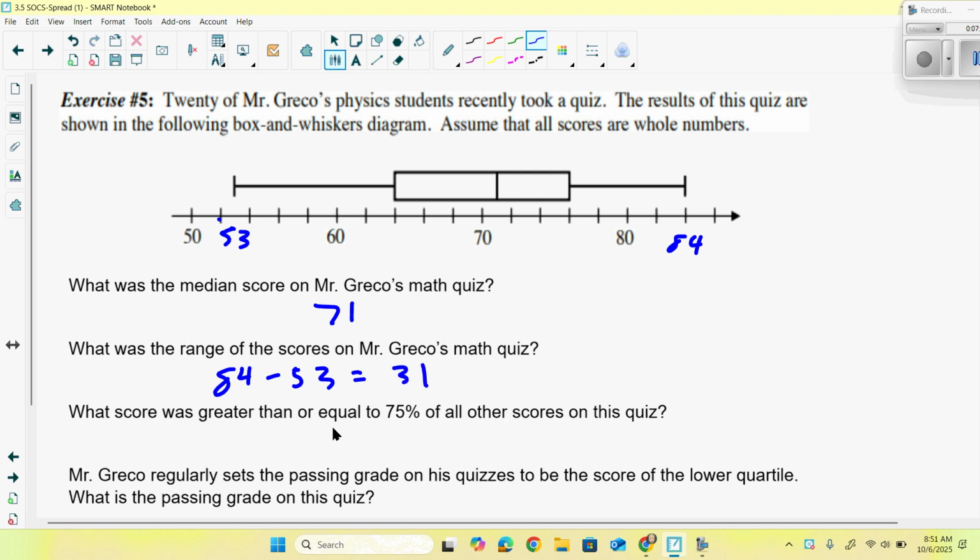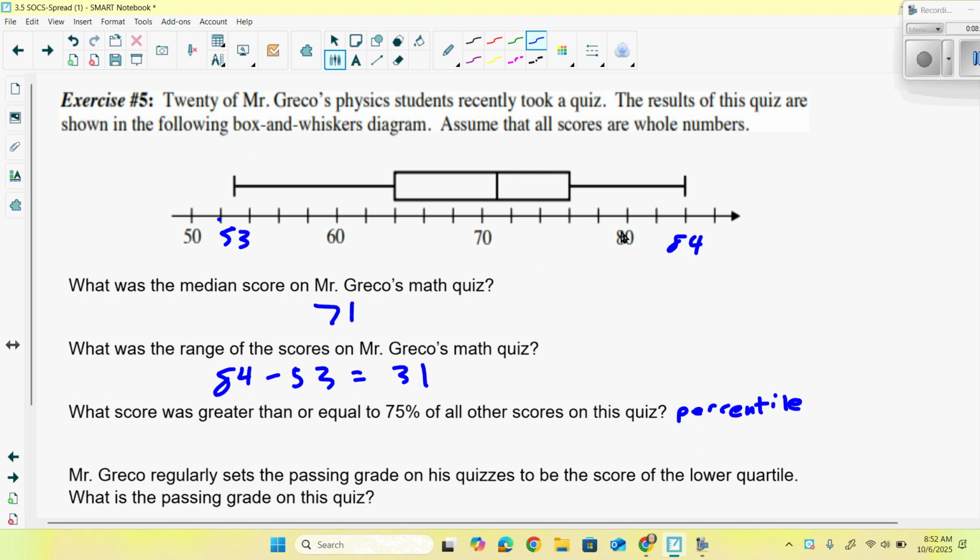What score was greater than or equal to 75% of the scores? And this is something called a percentile. You'll hear about this stuff as you go through your high school education. They're going to rank you in your class as percentiles, as well as when you take tests like standardized tests. Like a 90th percentile means that you scored as good or better than 90% of the data. So 75% of the data needs to be below, is what this is saying.